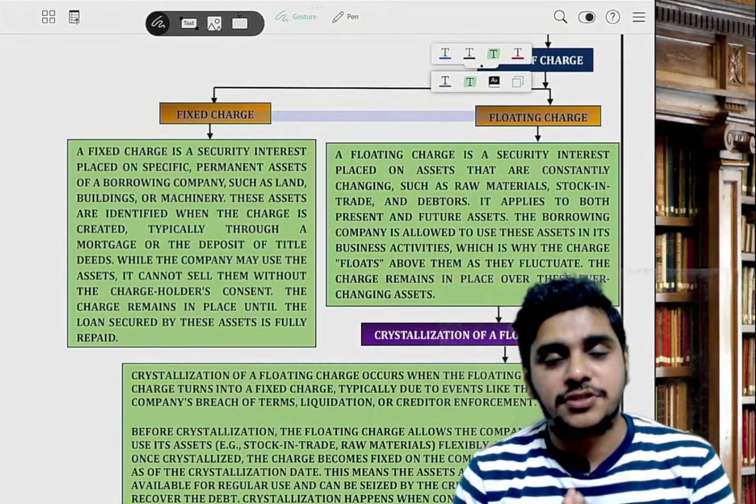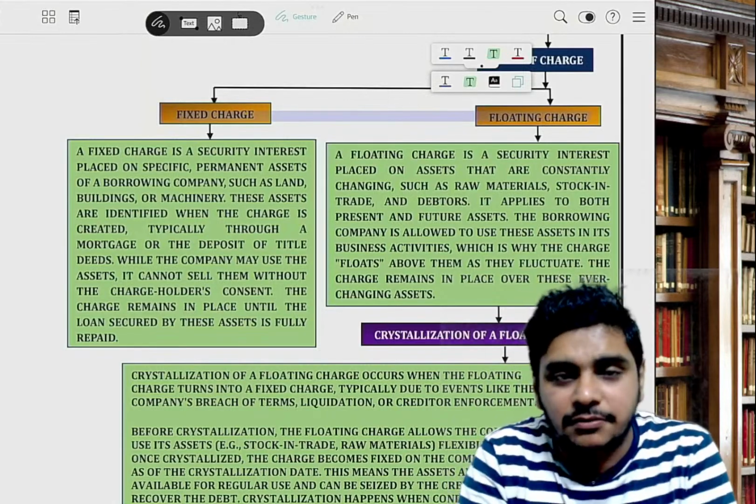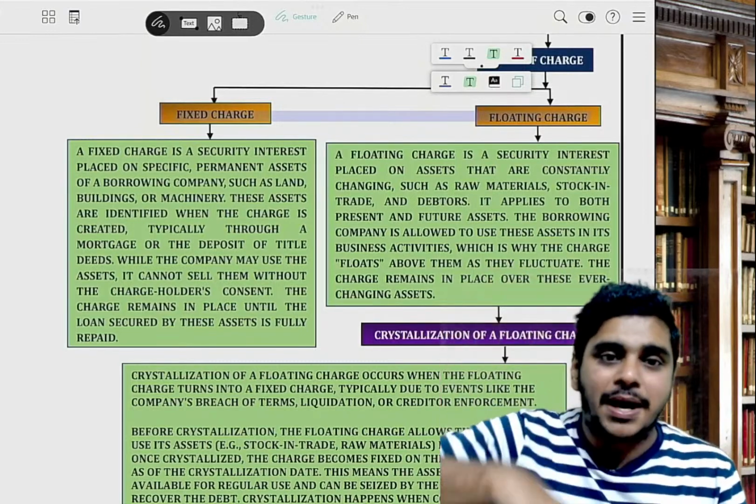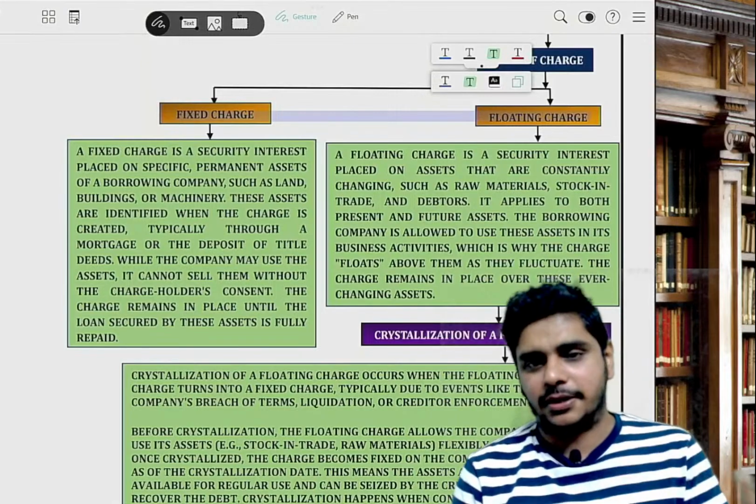It is called what? Fixed charge. Sir, can I sell that AC? No. If I want to sell, I need to take the bank's permission because the bank has a charge over it. Can I use that AC? Yeah, I can use it.